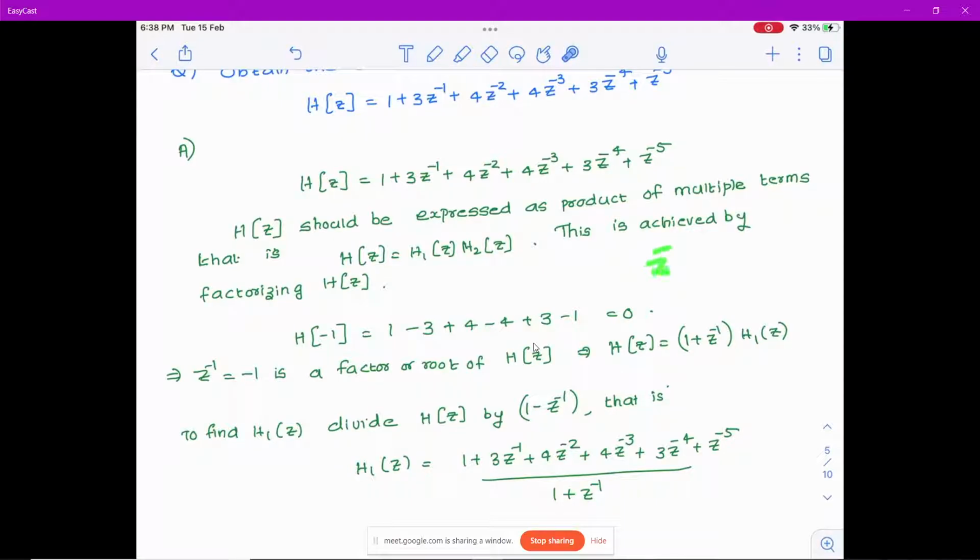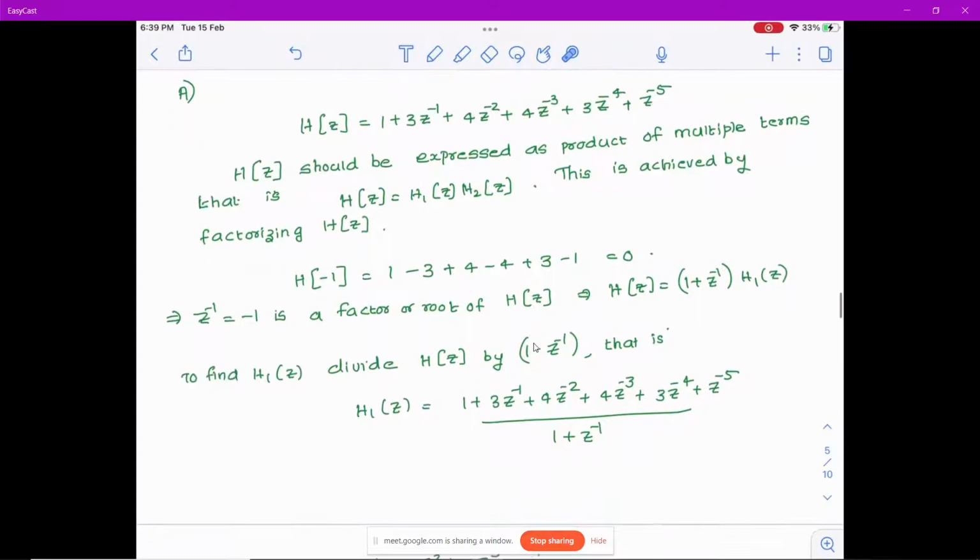Since you are substituting minus 1 and you get 0, then I can write h of z as 1 plus z raised to minus 1 multiplied by some quantity. Okay, but we want to find what this h1 of z is. Then only you can draw the diagram, because then only you can represent it as 1 plus z raised to minus 1 into some z transform.